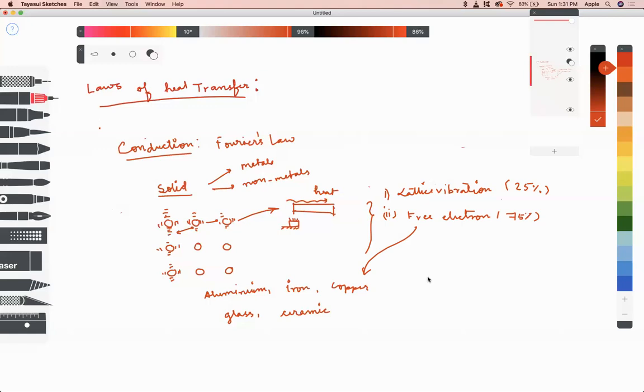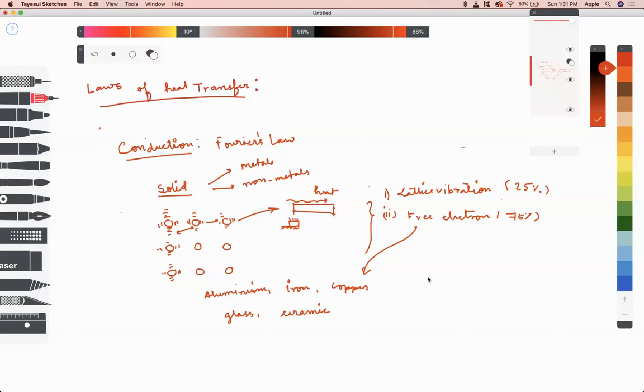So remember, the definition for conduction would be: this is the mode of heat transfer where the energy is transferred due to lattice vibration and also due to the presence of free electrons, depending upon whether the heat transfer is taking place in case of a metal or non-metal.